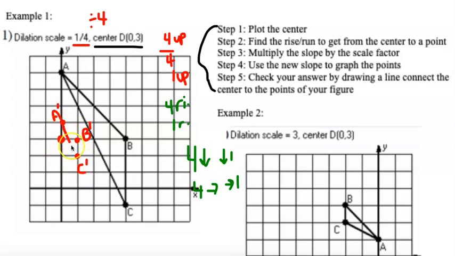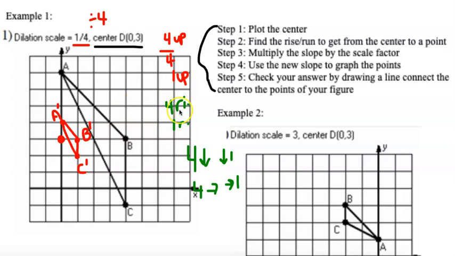Okay, so then if you connect, lovely triangle, you can see that it was dilated and it got smaller towards the direction of this center. So the center is kind of like a black hole. It's sucking in that triangle. All right, so that's how you dilate something not about the origin.